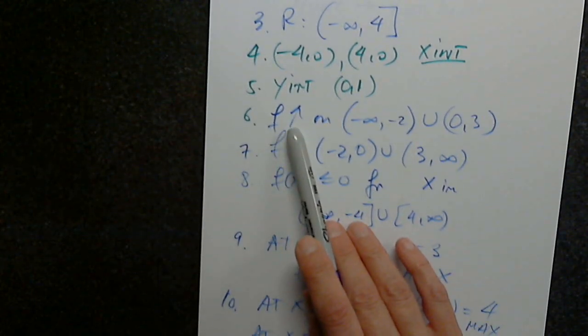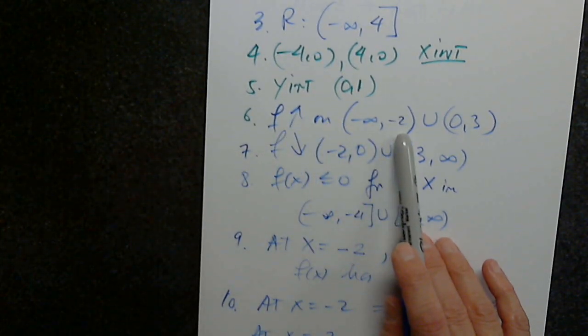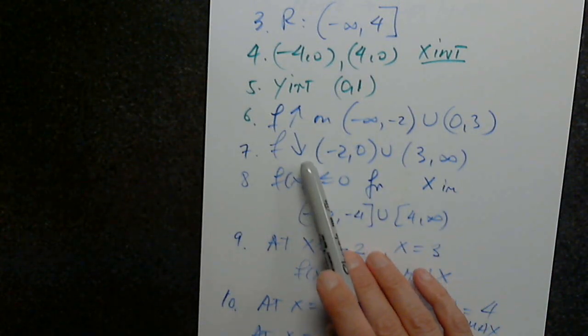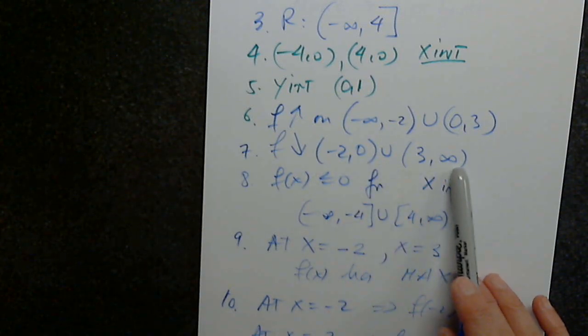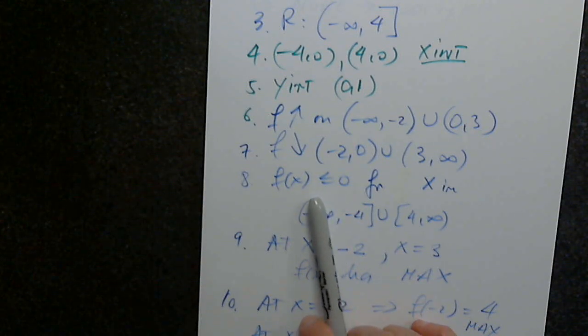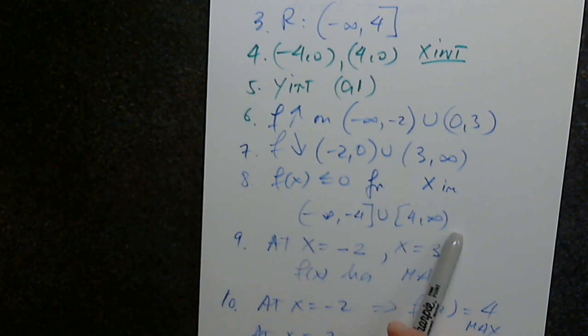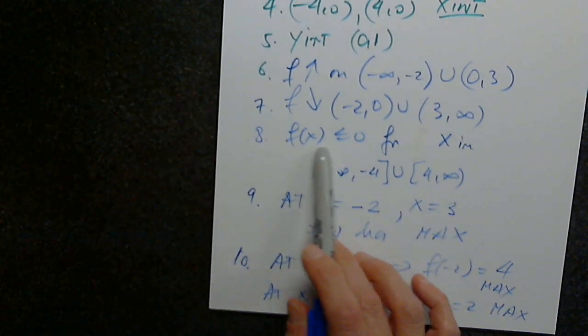The function is indeed increasing between negative infinity and negative 2, union (0, 3). The function is decreasing between (-2, 0) and (3, infinity). The function is negative for any x value between negative infinity and negative 4, union 4 to infinity. So it's negative or 0.